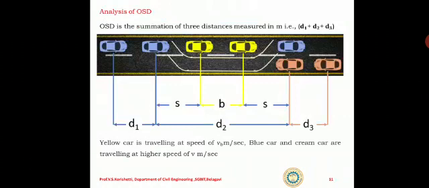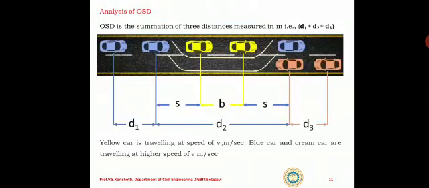Here I have shown a very simple two-way movement of a single lane road, where you can see the different colors of the cars. The first one is blue and the next one is yellow, which is moving in the same direction, and the cream color car is moving in the opposite direction. Now OSD is the summation of three distances as shown in the figure, that is D1, D2 and D3. Now we are going to calculate what would be the distance D1, D2 and D3.